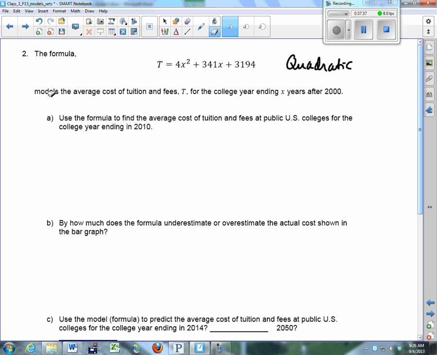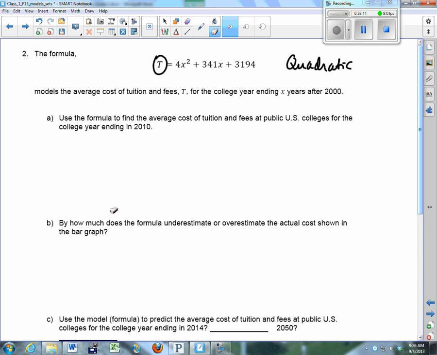So this formula models. There's no way to get exactly every single point. It's modeling it. We're trying to use it to estimate and predict the average cost of tuition and fees, which is T. So the variable T represents the cost. And here's where things get a little interesting. This may be new to some of you. X represents the years after the year 2000. So in other words, we'll never be putting in numbers like 2010, 2013.